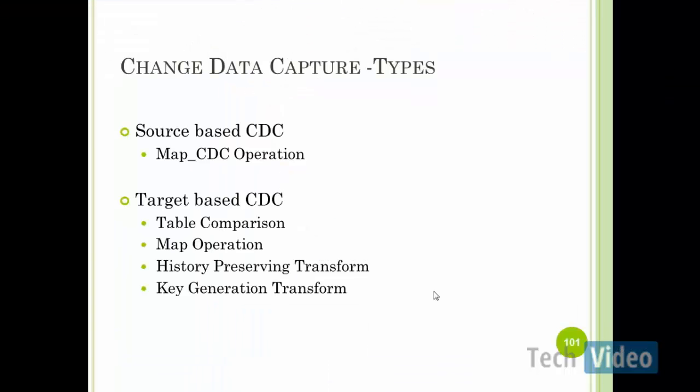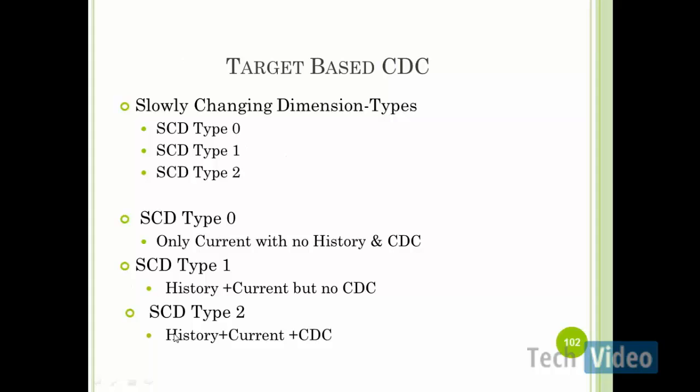Dimension is a most important data warehousing concept, and slowly changing dimension is one of the reasons data warehousing solutions are implemented in the industry. Slowly changing dimension 2 has the feature of preserving history, and also preserves the current record, with respect to change data capture. We already discussed changing dimensions, and whatever we discuss in these sessions comes under target-based CDC.